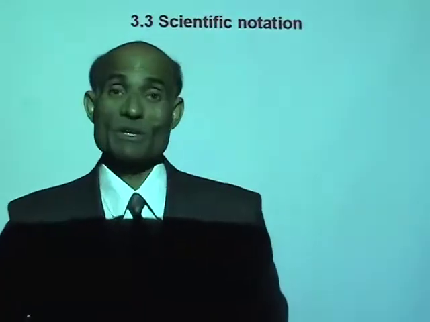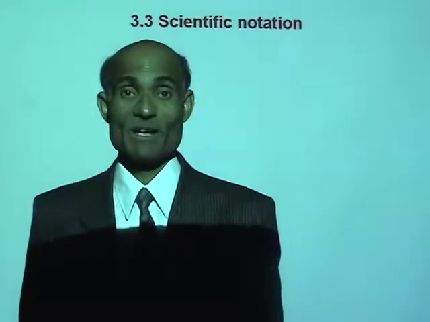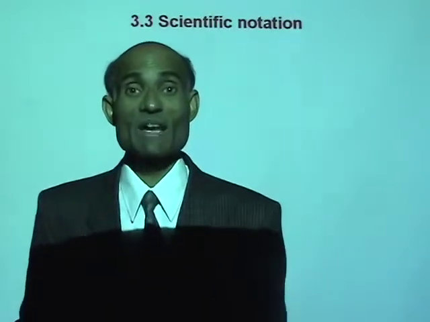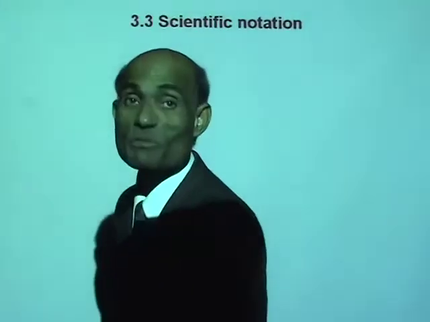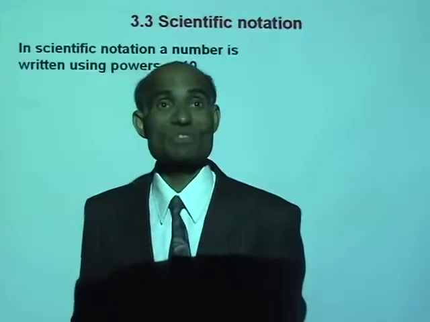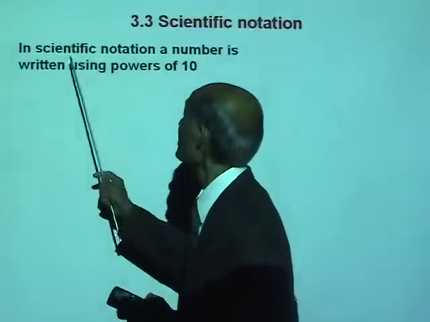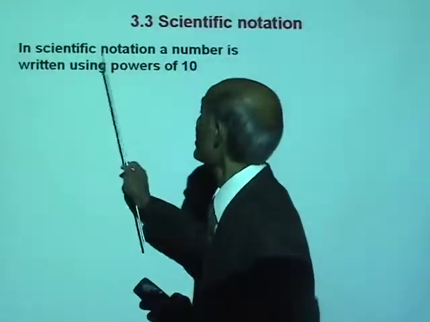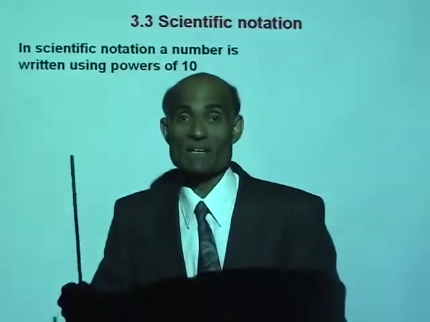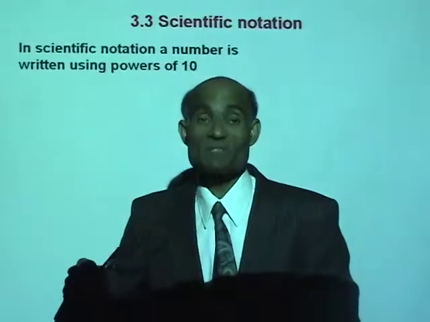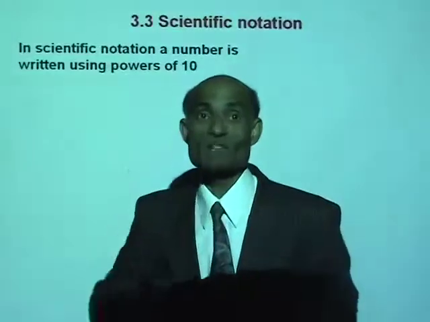We will now use the skills that you have learned in simplifying exponents, in writing and simplifying numbers in scientific notation. Now, what is the meaning of writing numbers in scientific notation? In scientific notation, a number is written using the powers of 10. In other words, use 10 as a base and then raise it to some power to write the number.